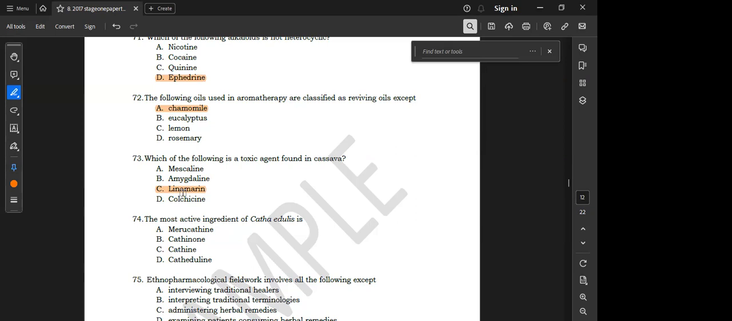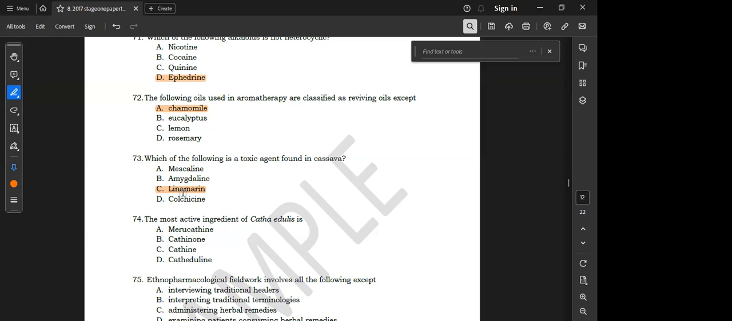So linamarin is a cyanogenic glycoside? Yeah, someone has answered that. C. autumnale. Okay, what's that? Colchicine is an amino alkaloid, derived from a 3-ring amine alkaloid. Okay, so Colchicum autumnale is the source of colchicine. Yeah, that's the scientific name.